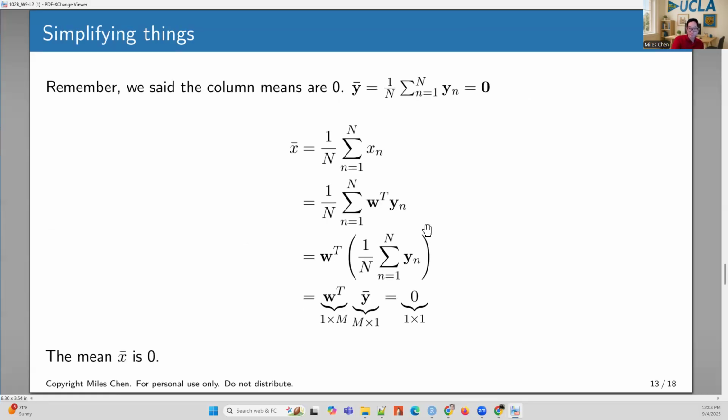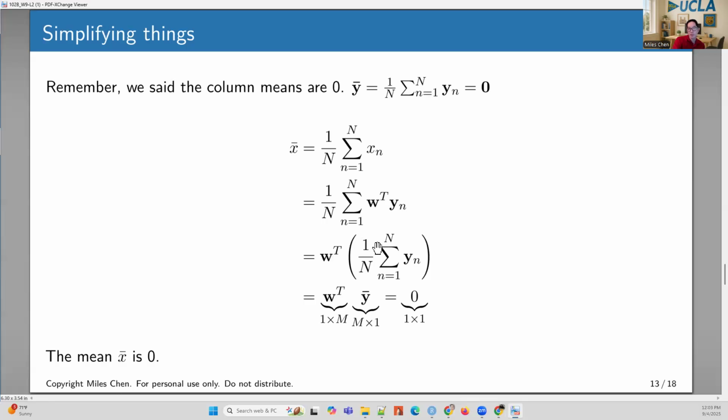One thing is that because we said the mean of y is equal to 0, that means the mean of x is also going to be 0. So if I ask what is the mean of x, it's basically the sum of x's over n. Each x is w transpose times y, and w is the same for all of these, so I can pull it out.